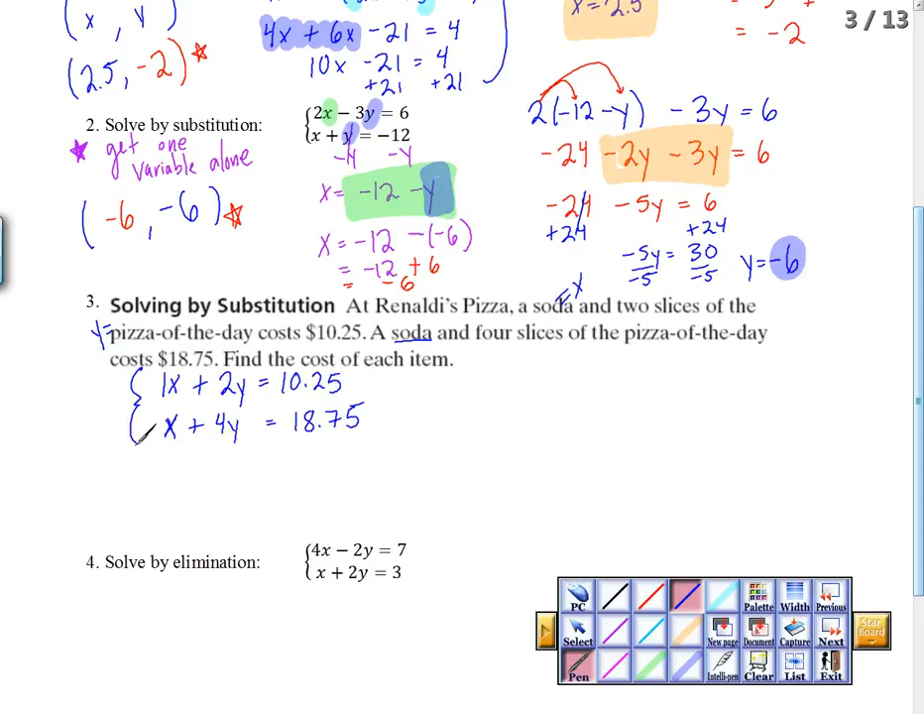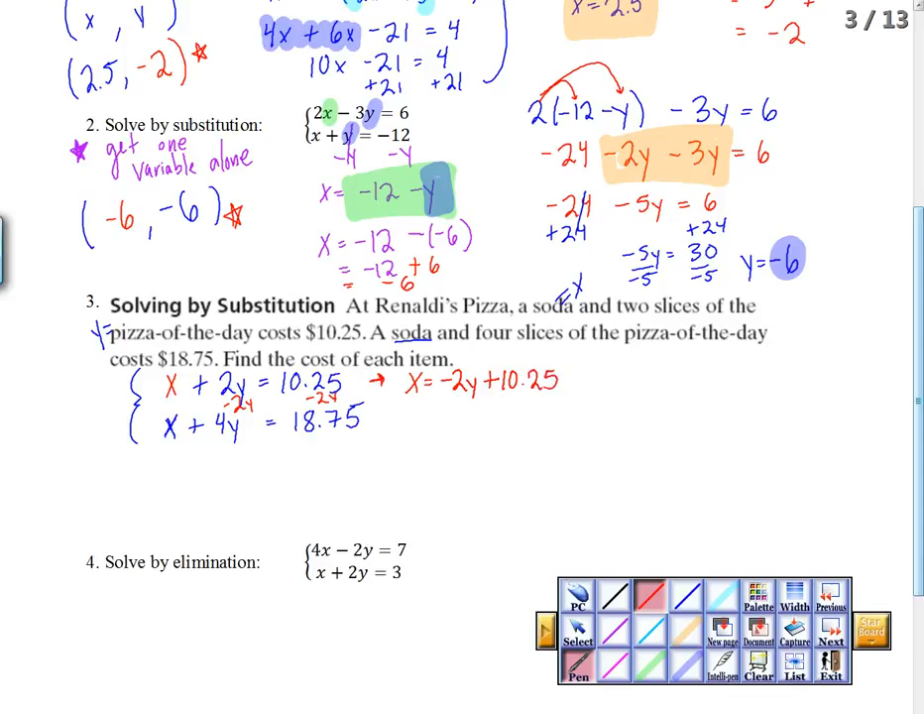So substitution. First thing I need to do, get one variable alone. It doesn't matter which equation I use. I'm going to use the top one because it's a smaller number, and I just like to work with smaller numbers if possible. So this is 1x, which is the same as just x, so I'm going to change that to x. And I'm going to solve for x. So first thing I would do, let's move this 2y. Since it's positive, I would subtract 2y from both sides. That cancels, and I have x equals negative 2y plus 10.25.